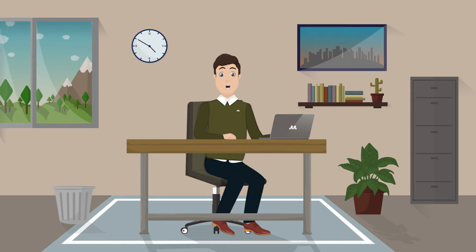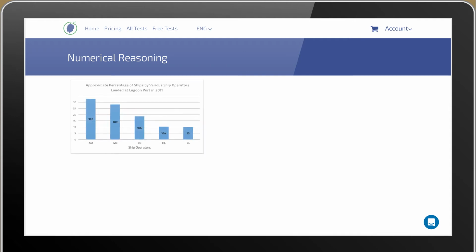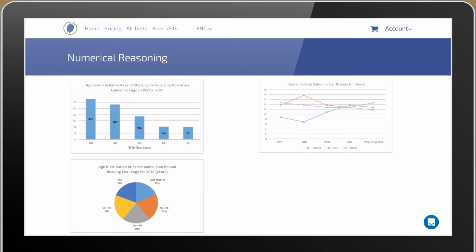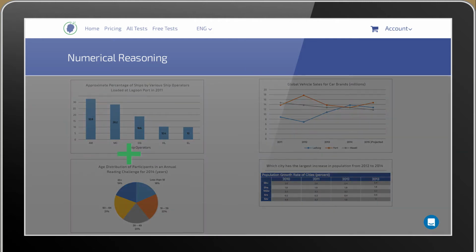Are you about to take a numerical reasoning test? Let me give you some insights on numerical reasoning. A numerical reasoning test provides you with data shown in a graph, chart, or table. These are the most common operations you can expect in your numerical test: addition, subtraction, multiplication, division, percentages, including percentage changes, ratio.